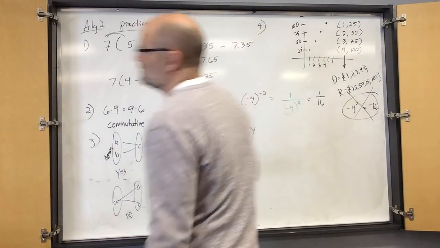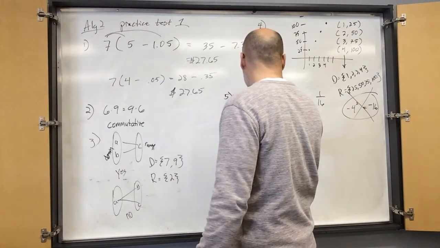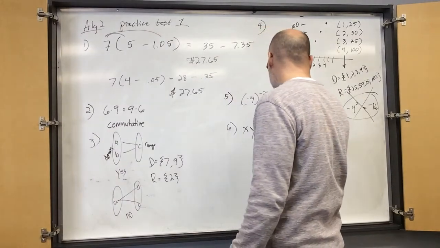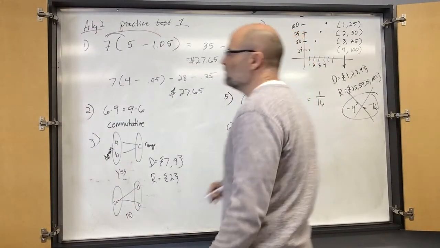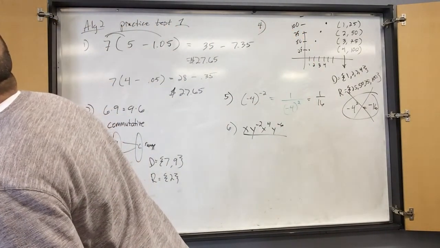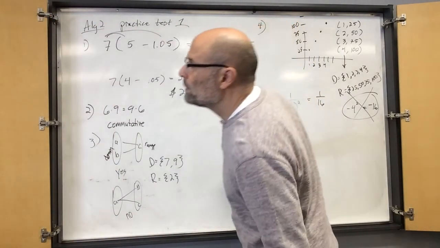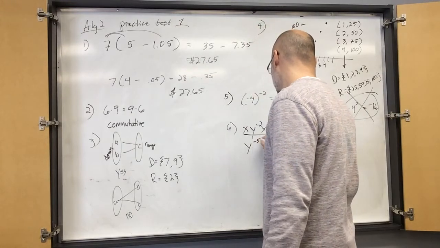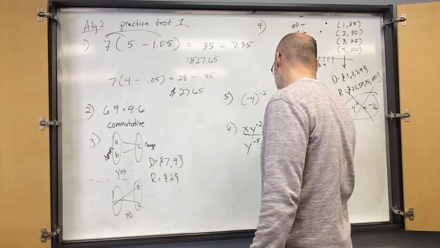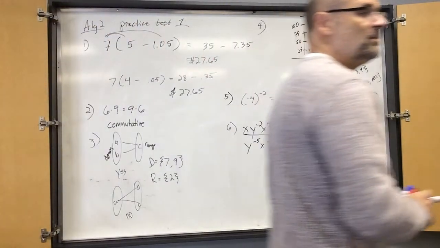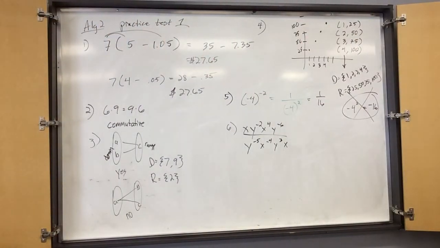x, y to the -2, x to the 4th, y to the -6, all over -5, -4, 3. So we just have to simplify this. I just want an x with an exponent and a y with an exponent. So how do you simplify this?